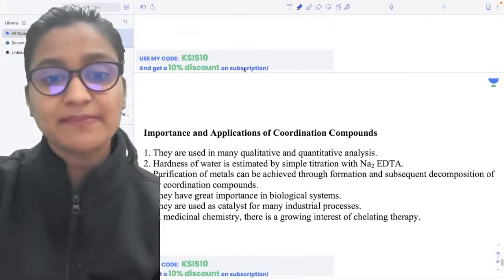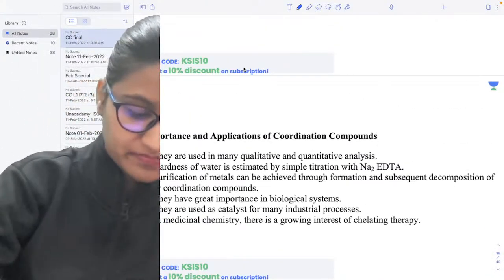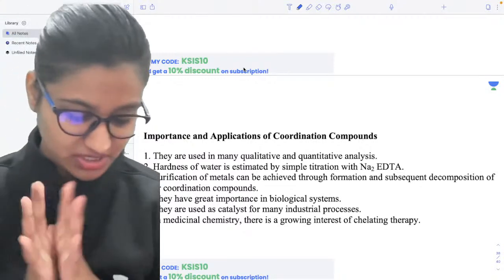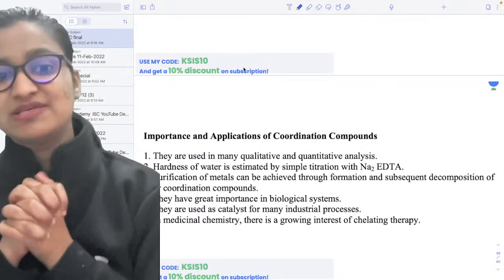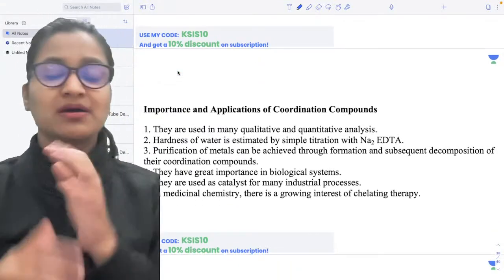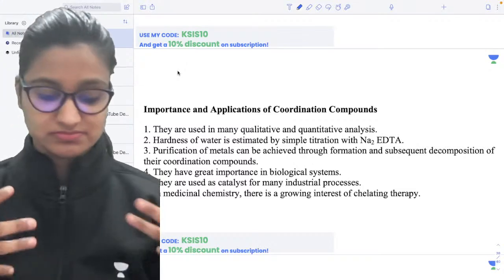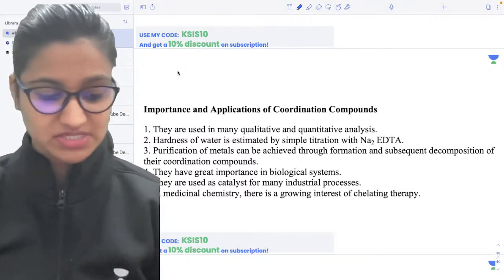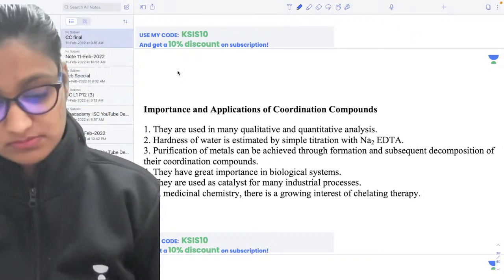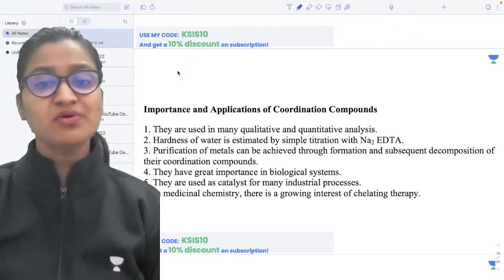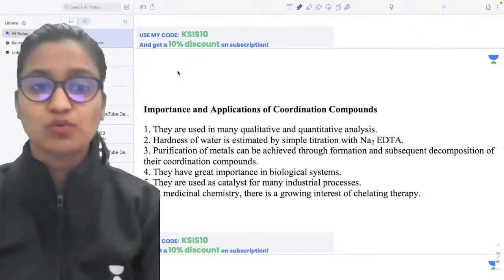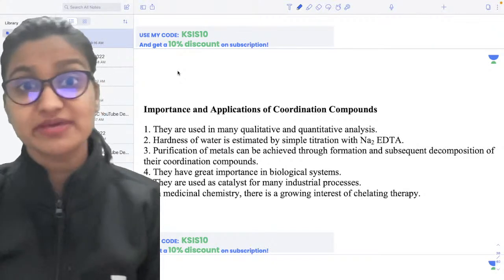Now we have some more importance and applications of the coordination compounds. As I always tell you, I love to tell you about the actual thing where your concept is used. Okay, so number one is that they are used in the qualitative and quantitative analysis in your chemistry labs.